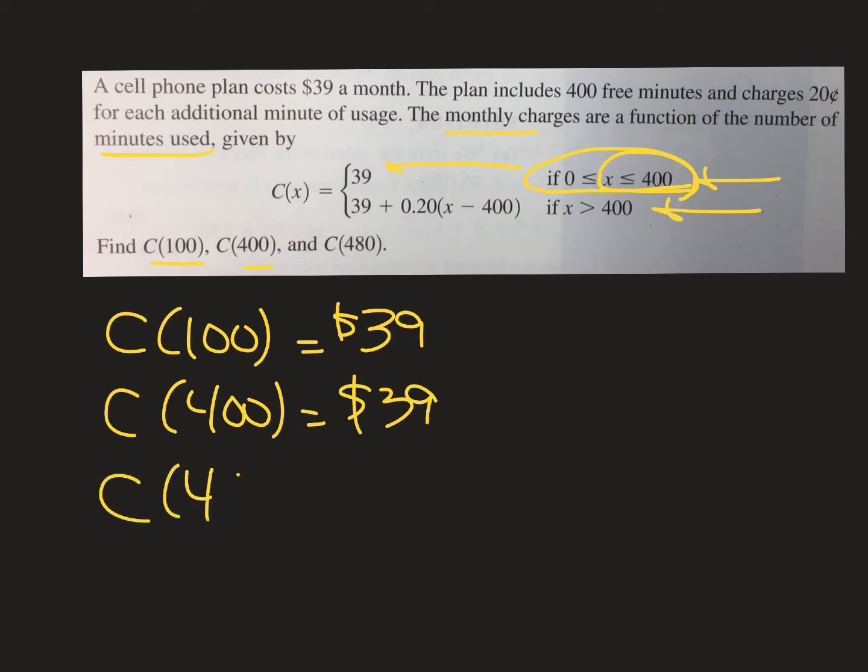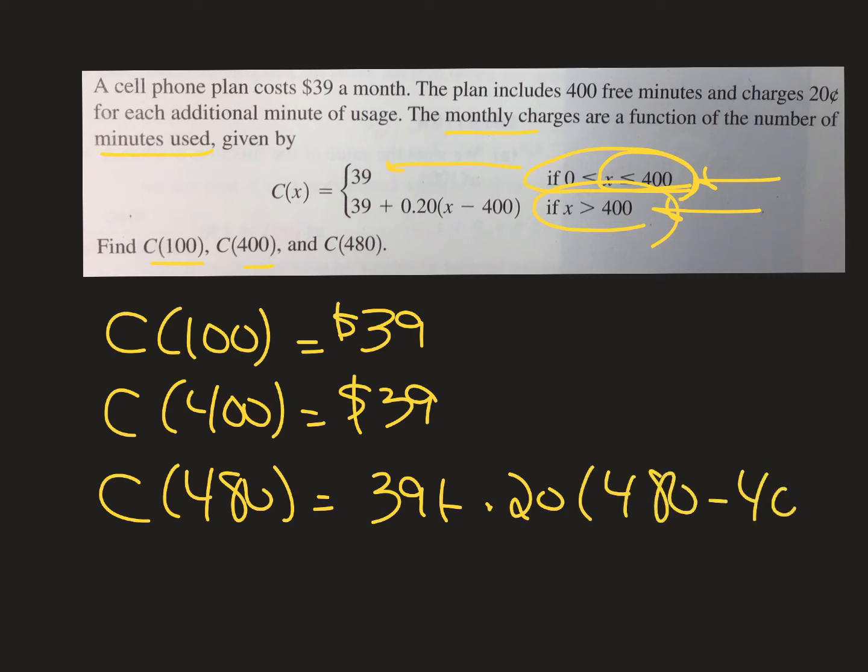The last one says, okay, what if I use 480 minutes? All of a sudden, that puts me in a different category. It puts me here at 39 plus 20 cents times 480 minus 400, which represents how many minutes over 400, which is 80. So if you punch it in your handy dandy calculator, 39 plus 0.2 times 80, and you get, that wasn't right. Fixed it. It's going to end up being $55.